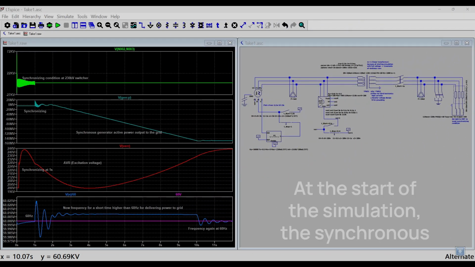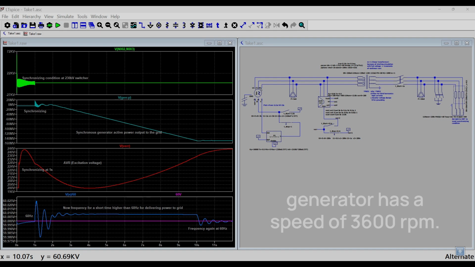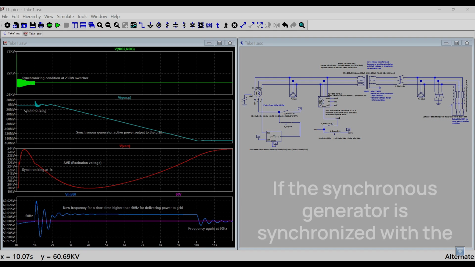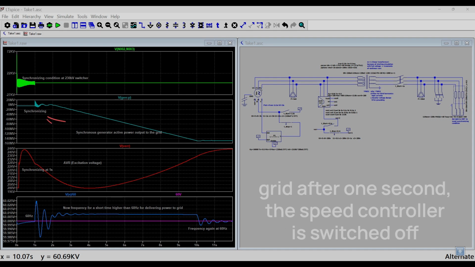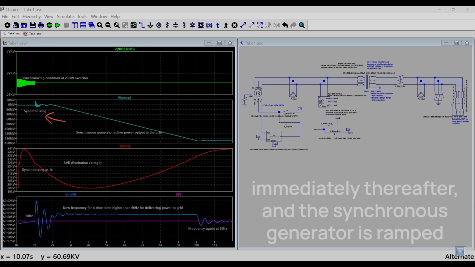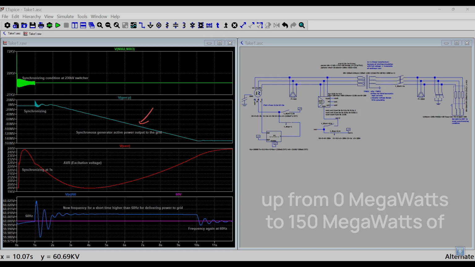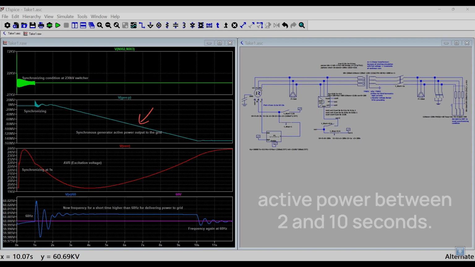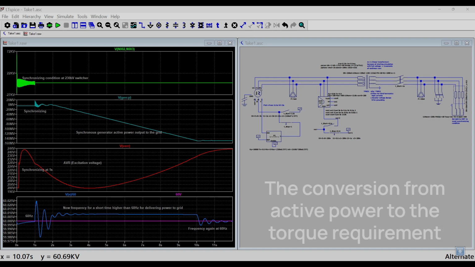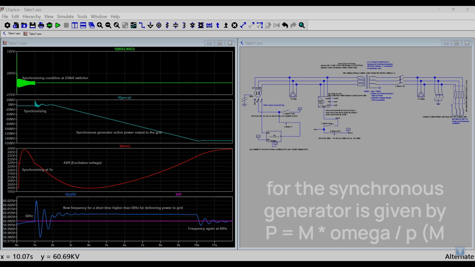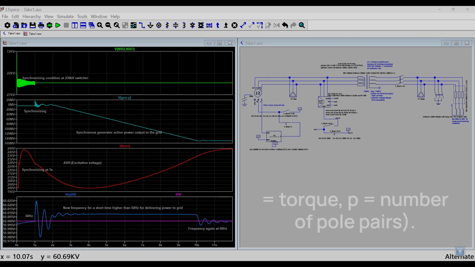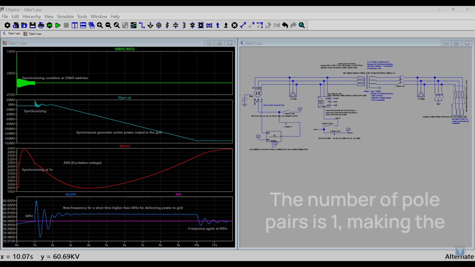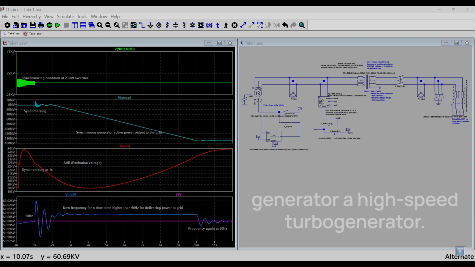At the start of the simulation, the synchronous generator has a speed of 3600 RPM. If the synchronous generator is synchronized with the grid after 1 second, the speed controller is switched off immediately thereafter, and the synchronous generator is ramped up from 0 megawatts to 150 megawatts of active power between 2 and 10 seconds. The conversion from active power to the torque requirement is given by P equals N times omega times M, where M is the torque and N is the number of pole pairs. The number of pole pairs is 1, making the generator a high-speed turbo generator.